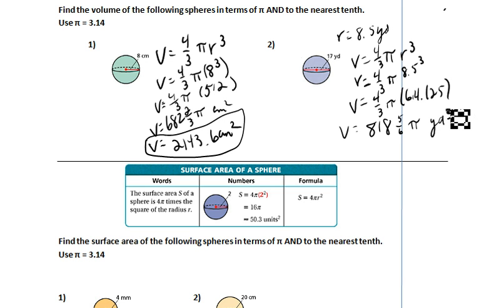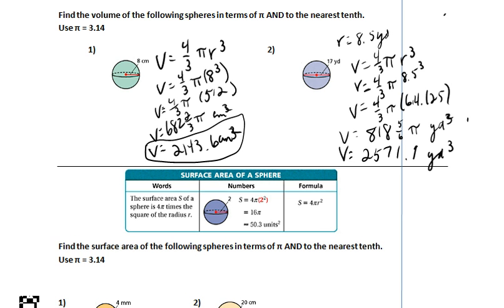yards to the third. And I just now realized that on the previous problem, this should be centimeters to the third. Okay. Multiplying this out, subbing in 3.14 for pi, and rounding to the nearest tenth, we get 2,571.1 yards cubed.